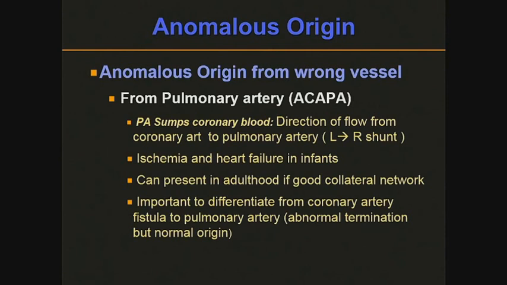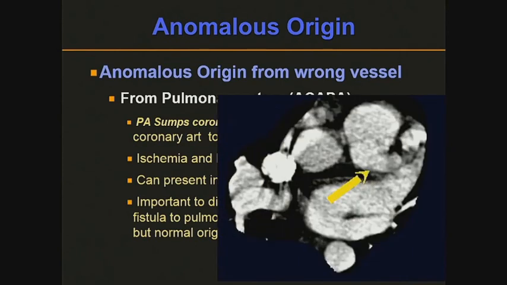These patients present at a younger age, usually in infancy, when they can come with ischemia and heart failure. If they present in adulthood, it's usually because a good collateral network has developed. It's important for us to differentiate this type of anomaly from one where the coronary artery originates normally and terminates into the pulmonary artery. In this case, we looked at the origin. At the sinus there was no left main, but we can see the LAD, very dilated and tortuous, coming off the pulmonary artery.